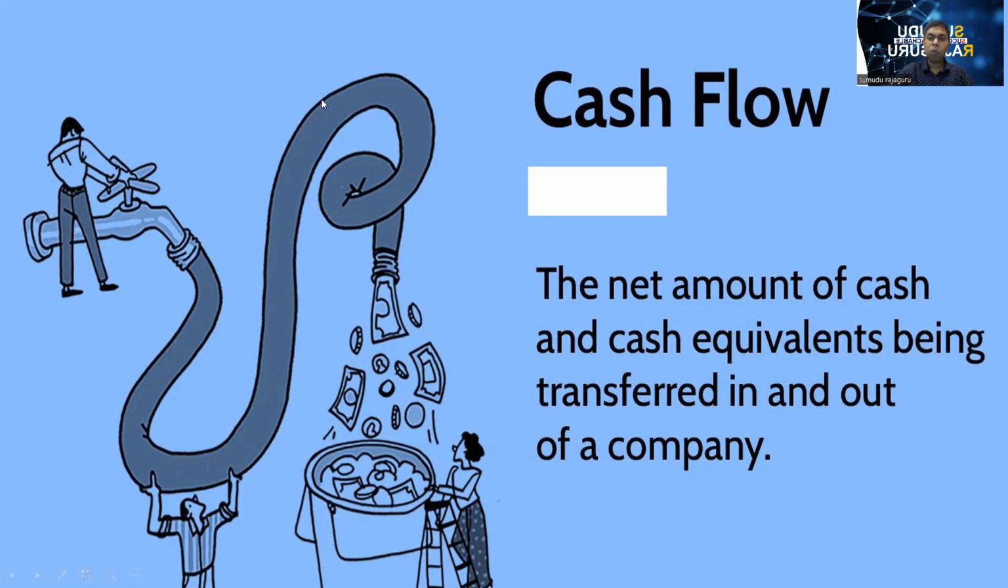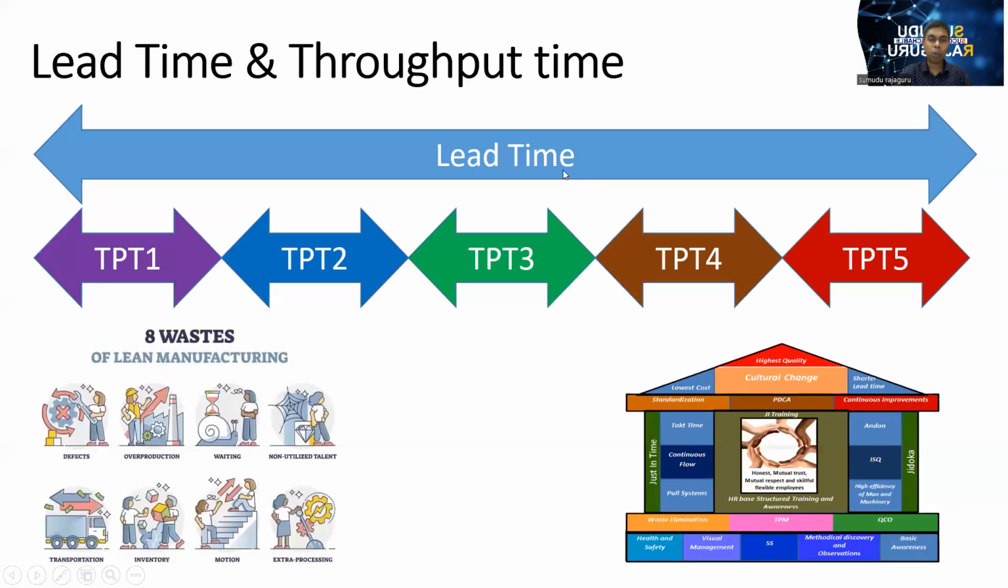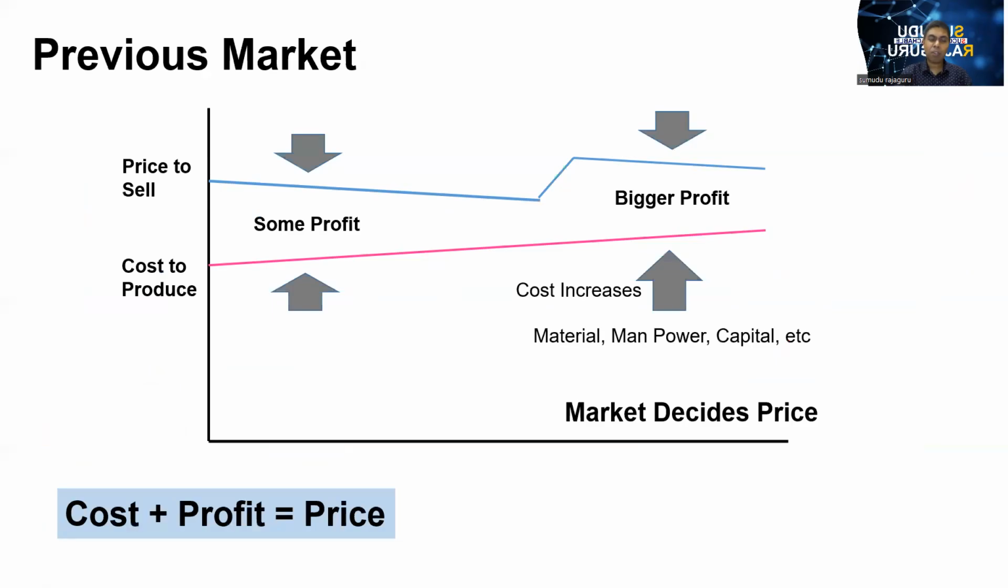So why do you want process optimization? You want to smooth the cash flow. If you want to smooth the cash flow, you want to reduce the lead time. If you want to reduce the lead time, you have to reduce the throughput time. If you want to reduce the throughput time, you have to reduce or eliminate the 8 types of wastages. That means you have to do some process streamlining. That is one reason. The second one is there is an equation between cost, profit, and price.